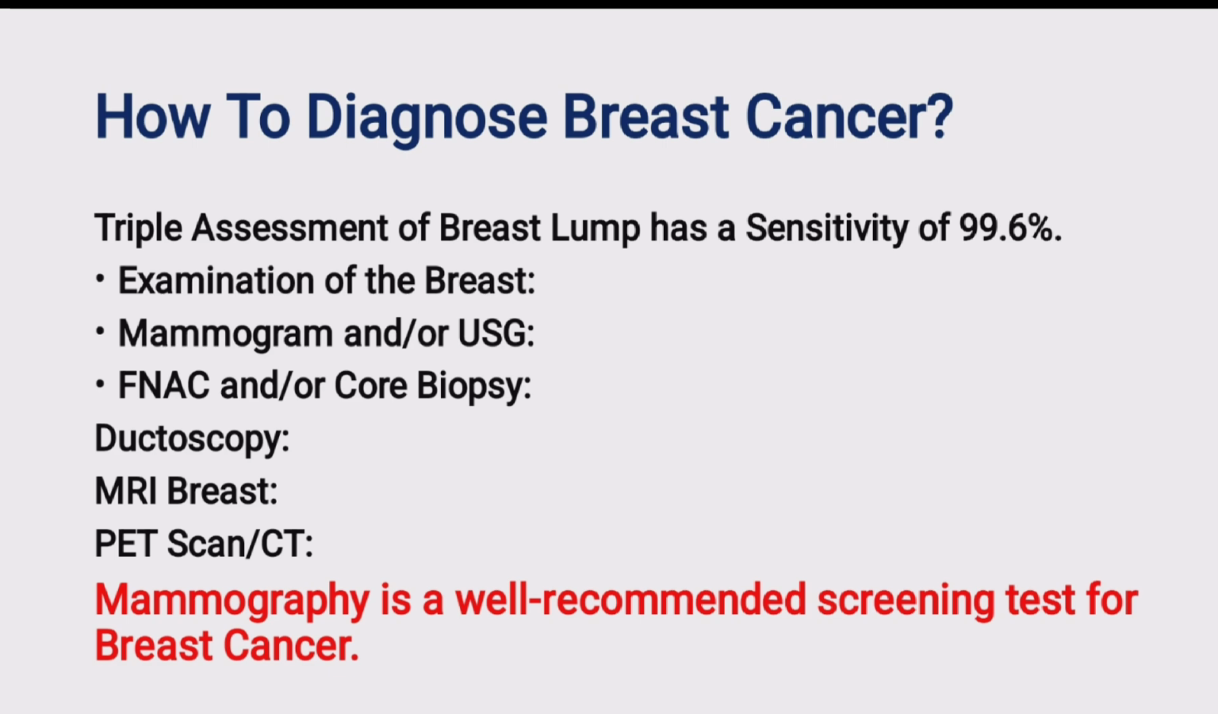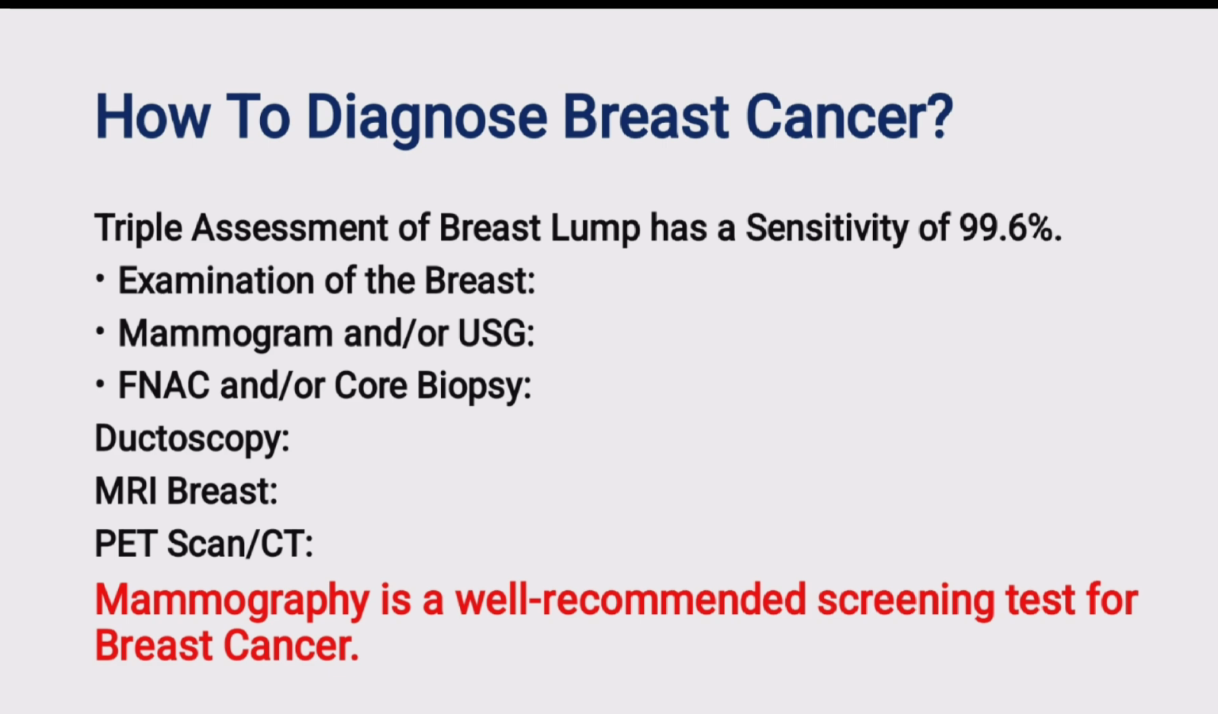Ultrasound, thermography, and MRI are useful for detecting breast cancer, especially in asymptomatic women. However, mammography is a well-recommended screening test that decreases mortality and improves survival by more than 30%. If a lump is detected, triple assessment, including clinical examination, imaging, and breast biopsy via cytology or histopathology, is recommended to diagnose breast cancer, which has a very high sensitivity of 99.6%.